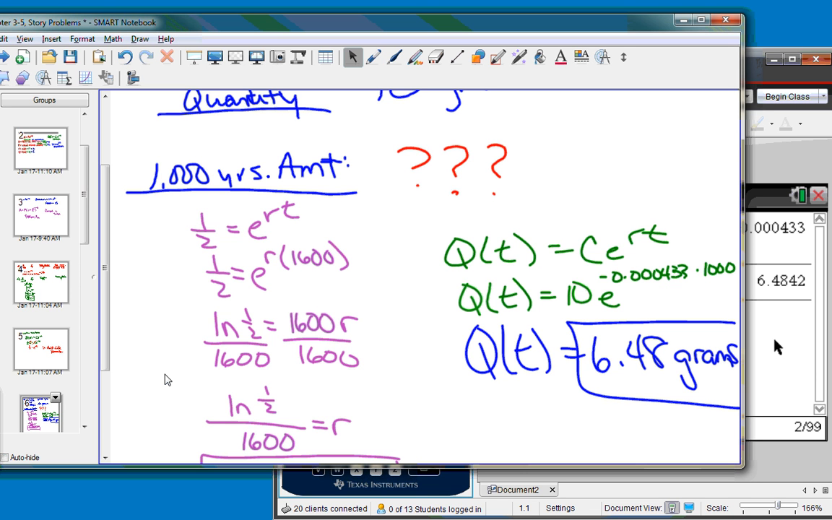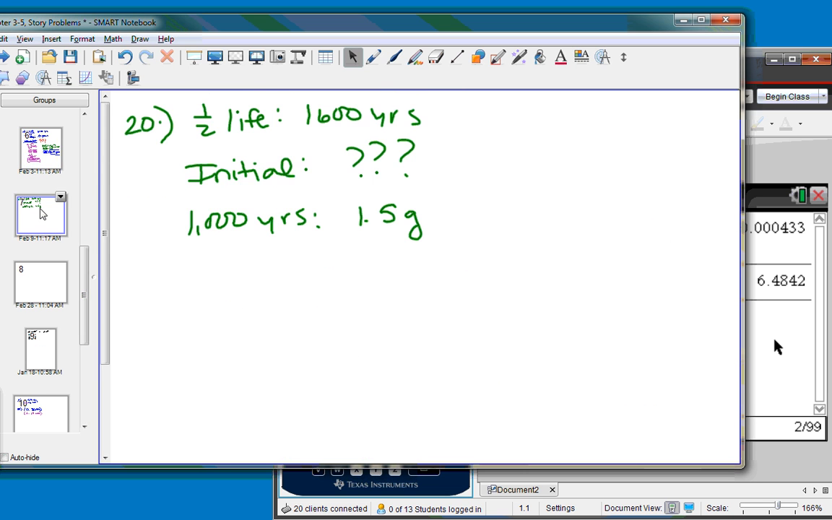Do we understand how to do 19? Make sense? We good? Moving smartly along. Number 20, same concept. They give you the half-life and then they ask for the initial amount, but they give you the amount after 1,000 years. So has anything changed here, really? What do I have to find first? The rate. Now folks, I'm going to cheat a little bit here because 1/2 is equal to e to the rt, and I know that my t is what value? 1,600, so I know what my rate is already.